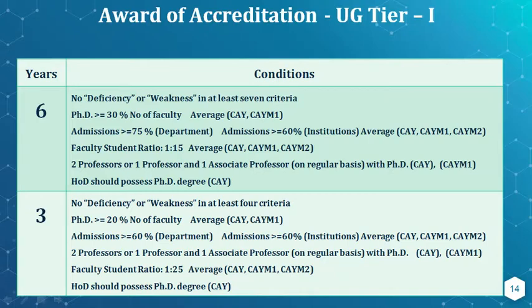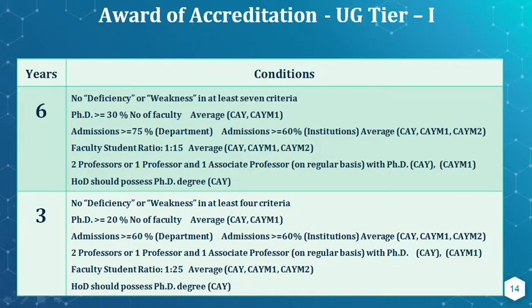The admission in the department should be greater than or equal to 75%. Admission in the institution should be greater than or equal to 60%. This will be calculated over 3 years: current academic year, current academic year minus 1, and current academic year minus 2. The average of this will be taken and they will check this value. The faculty student ratio they should follow is 1:15, and this is also checked on the average of the 3 years.